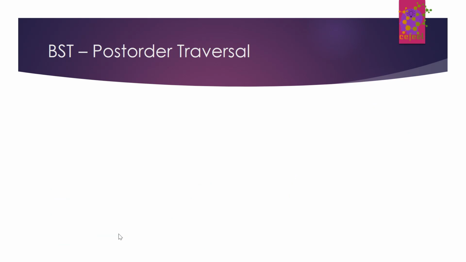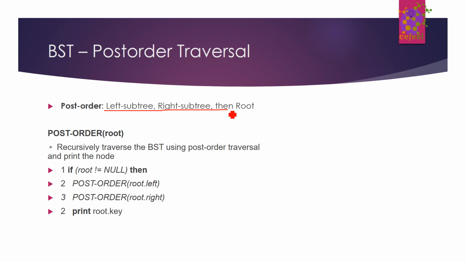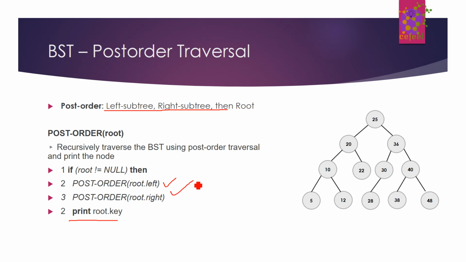Cool. So finally the last one, which is post order traversal. Now in this case the left subtree is traversed first, then the right subtree, and then the root. So the algorithm looks a little bit different, which means the printing of the root is now at the end. First the left subtree is called, then the right subtree is called. So let's see this with an example.